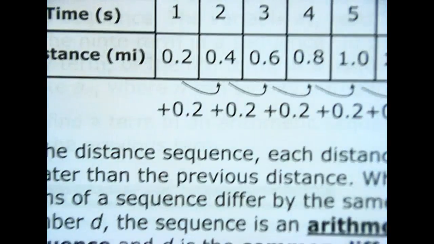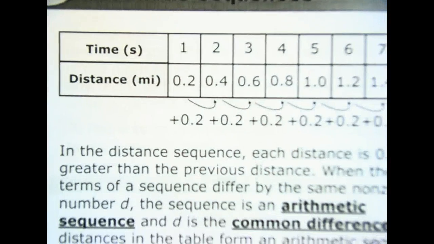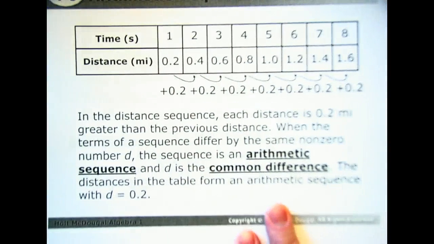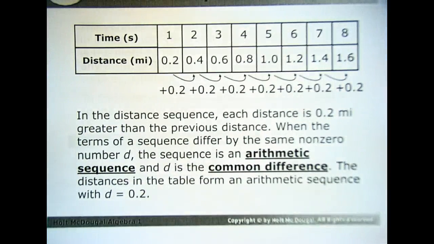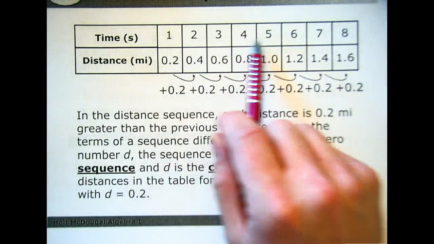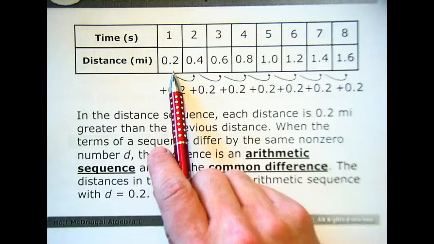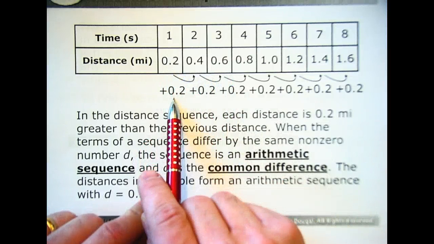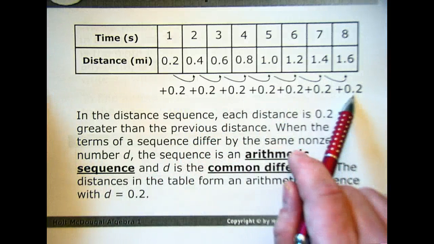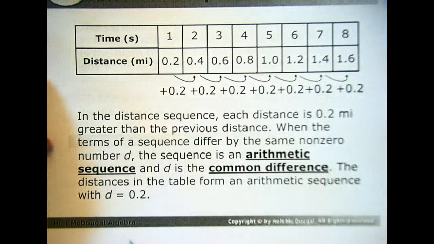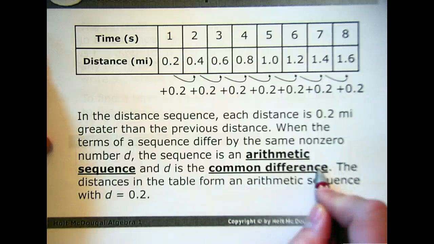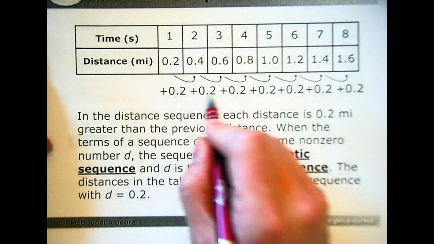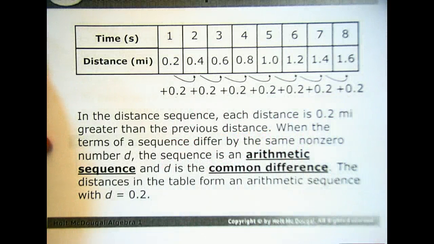So, in the sequence, here's our lightning strikes. Don't get scared. The time: 1, 2, 3, 4, 5, 6, 7, 8. Notice the distance: 0.2, 0.4, 0.6. It's going up by 2/10 every time. This is a common difference. The common difference is what we're increasing or decreasing by every time.